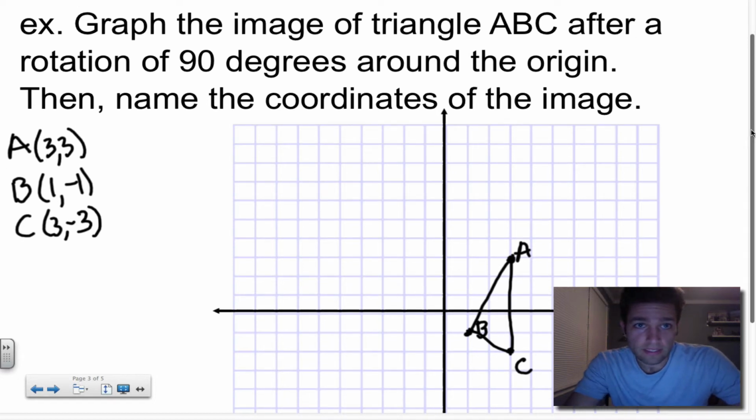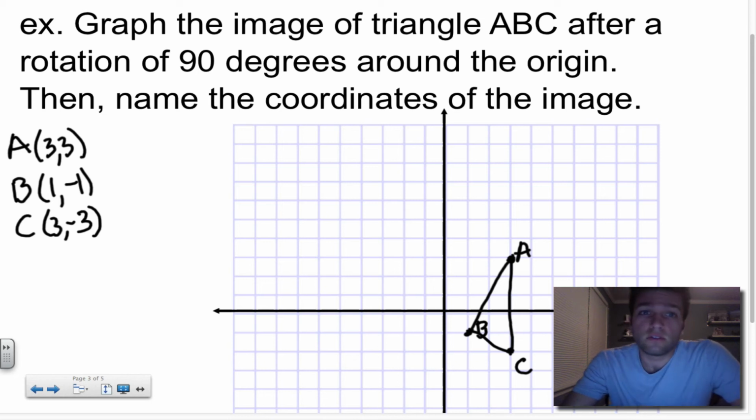All right, this says, graph the image of triangle ABC after a rotation of 90 degrees around the origin. Then name the coordinates of the image. So here are the original coordinates. A is at 3, 3, B is at 1, -1, C is at 3, -3, and I've already graphed that out for you. So there's your original triangle.